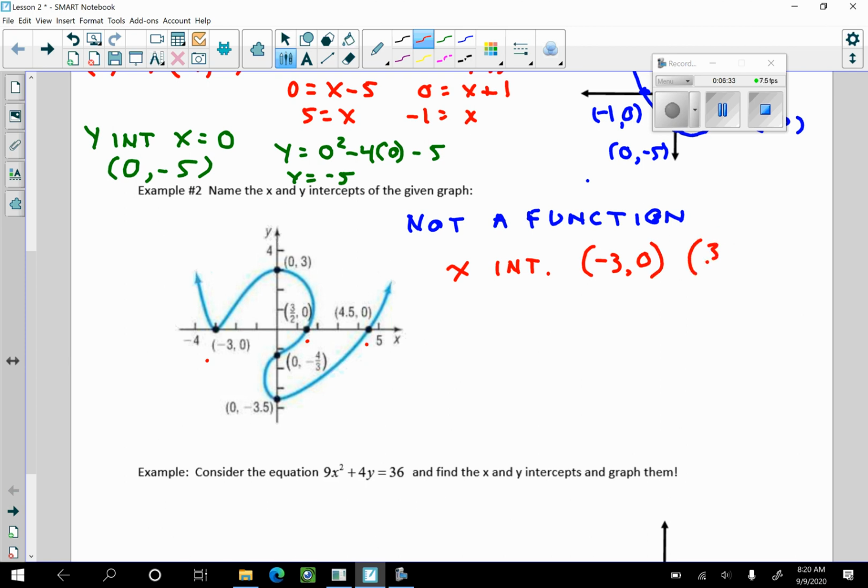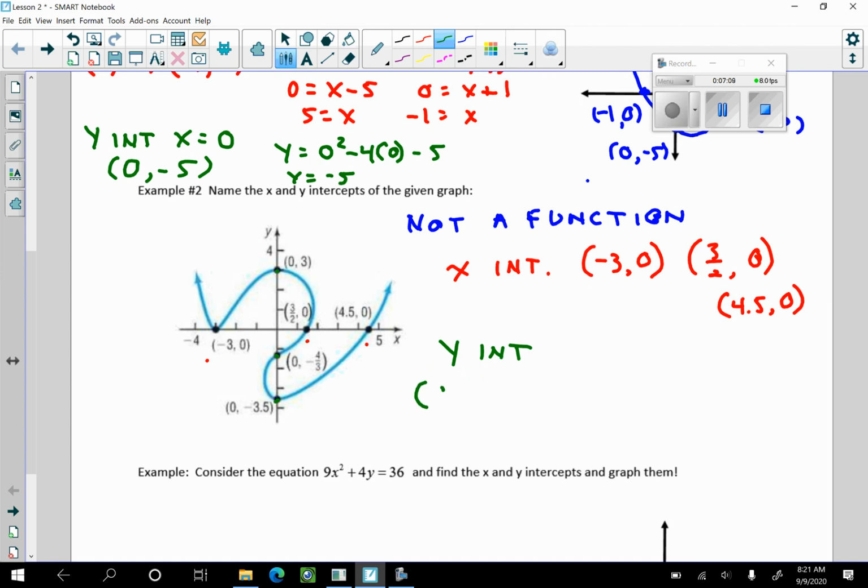3 halves, 0. And 4.5, 0. And why they chose to write this as 4.5 and that one as 3 halves, I didn't know. Both I did. Now I want the y-intercepts. The y-intercepts are the points that have an x component of 0. And notice I have 3 of them. Bam, bam, bam. And we'll list them from least to greatest.